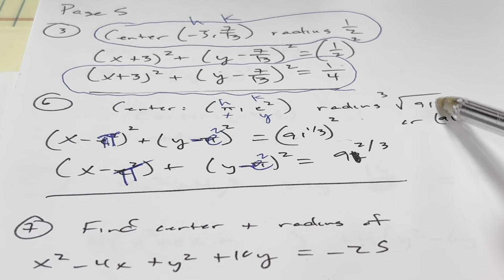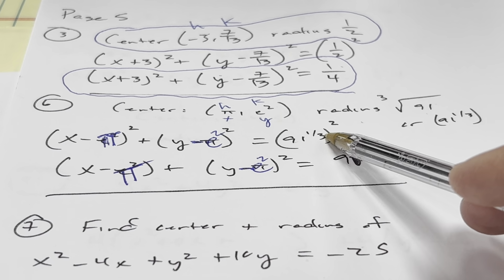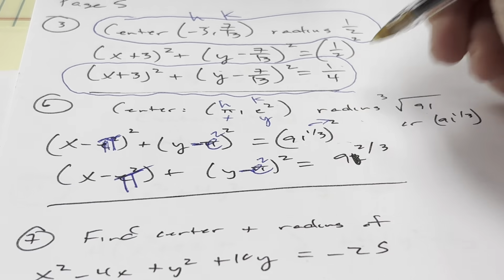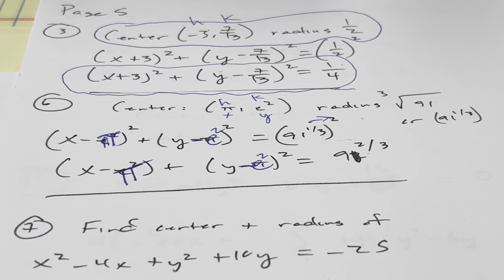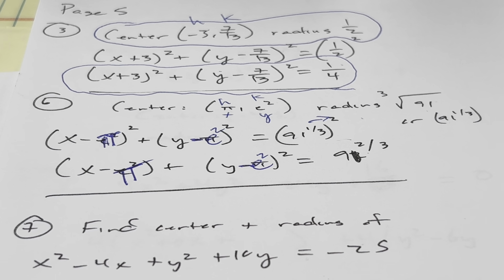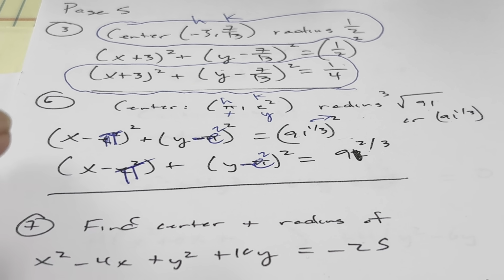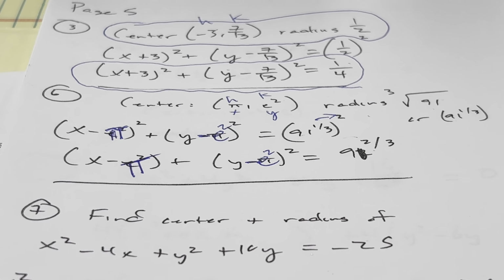Anyway, the cubed root of 91 is 91 to the 1/3. So what do I have to do with that radius? I have to square it. So it's going to be now 91 to the 2/3 power, which I think is a fine answer for us right now.